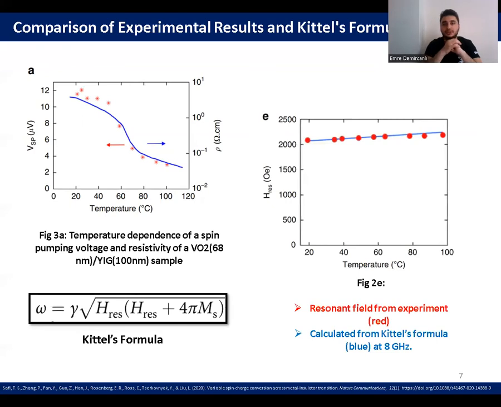Also, here is the Kittel's formula. In this formula, there is a resonance frequency, which is omega, the gyromagnetic ratio, which is gamma, the saturation magnetization, as I said, which is called MS, and the resonance field, HRS. According to this formula, for a fixed driving frequency, a decreasing MS necessitates a higher external field to satisfy the resonance condition. The resonance field HRS is plotted with the help of the temperature dependence of the magnetization curve.